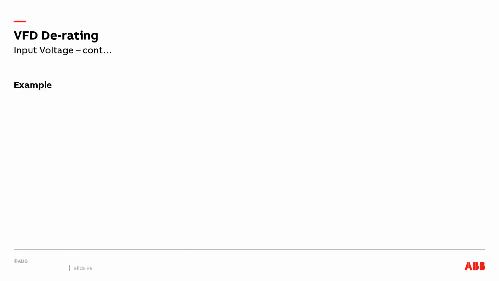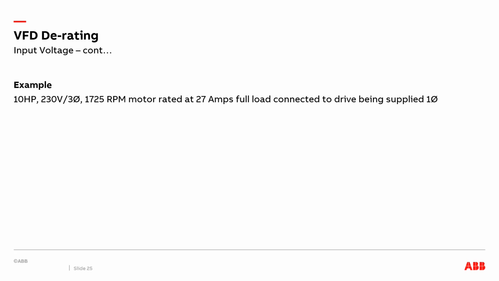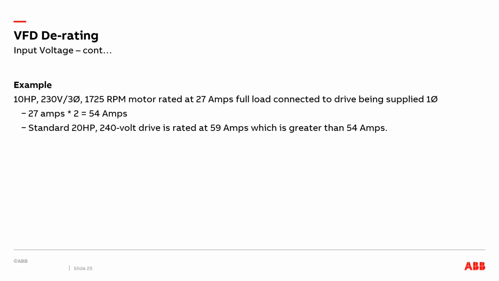Let's take a look at this example. We have a 10 horsepower motor that's rated at 230 volt 3-phase, and at full load amps, that motor is rated at 27 amps. We're going to connect that motor to a drive that's being supplied single phase. So let's start by taking the amps of that motor and doubling them. 27 times 2 is 54 amps. When we look at our standard ACH 580 rated at 20 horsepower, that drive is rated at 59 amps. So in this case, 59 amps is greater than 54 amps, so doubling the horsepower works.